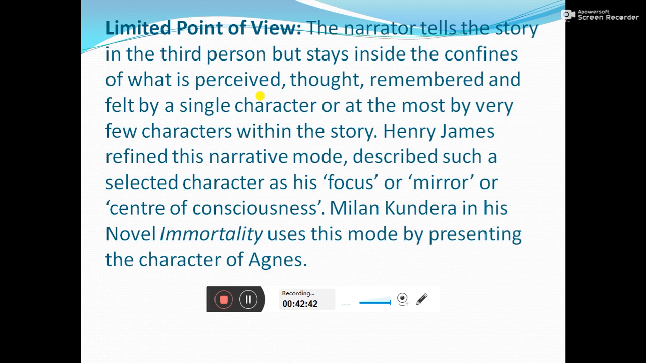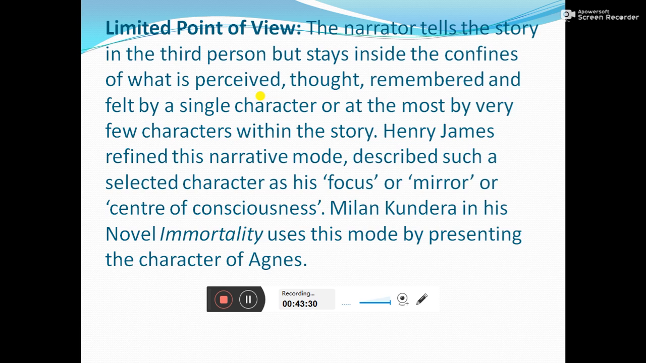The next type of third person narrator is the limited point of view. Here, the narrator tells the story in the third person, but stays inside the confines of what is perceived, thought, remembered, and felt by a single character, or at the most by very few characters within the story. So, though this narrator is a third person narrator, unlike the third person omniscient point of view, here such a narrator knows the thoughts and actions of only a single character, or at the most one or two characters.